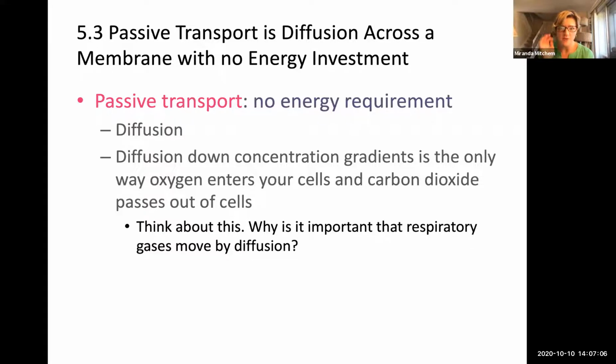You don't hear of people having issues with, well, actually, I'm going to take that back because there are some medical conditions. I was going to say there aren't medical conditions associated with problems with diffusion of the respiratory gases, but there actually are if the surface where that diffusion happens is damaged.